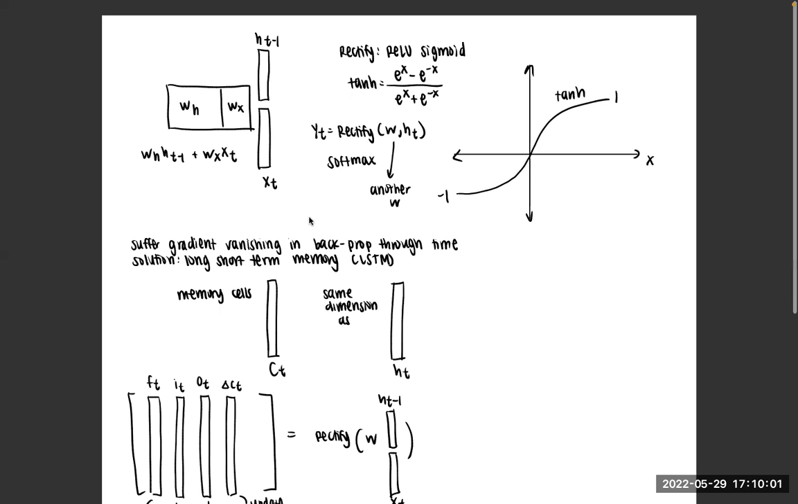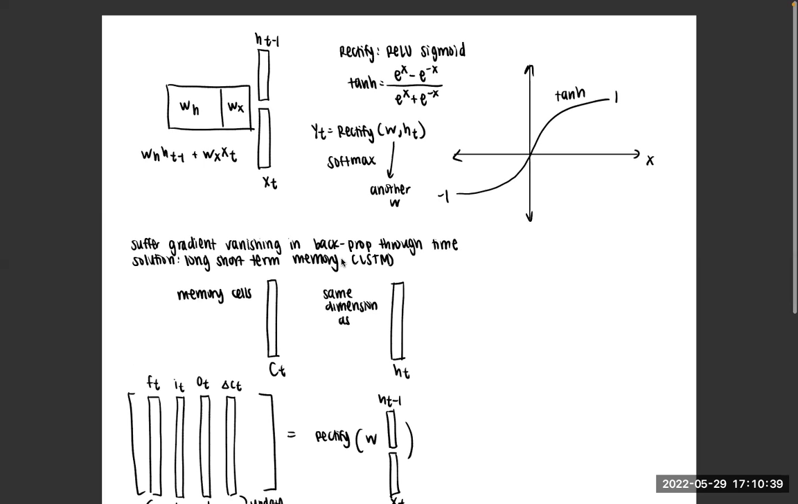And then after we compute HT, we then get YT computed from HT by a multi-layer perceptron. For example, we can multiply W to HT. So this W is another W, different from the W here. And then we do rectification. Or we multiply W to HT, for example, for the matter of classification. So that WHT gives us the logit scores, a vector of logit scores. And then we can perform softmax to get the probabilities for those different categories for the purpose of classification.